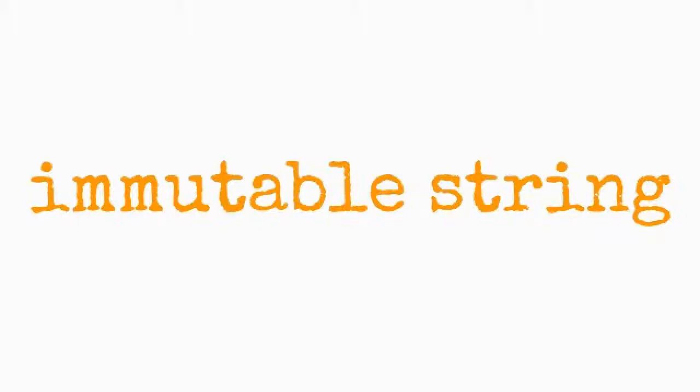Hello guys, in this video I'm gonna talk about mutability of string objects in Java. So generally string objects are immutable. That means its value cannot be changed or modified. So let's switch to Eclipse to understand the concept with the live example.